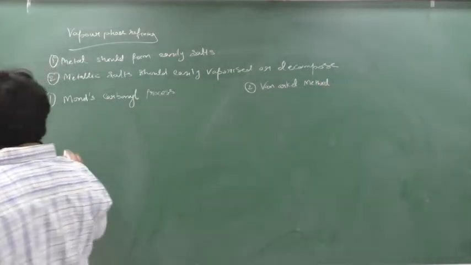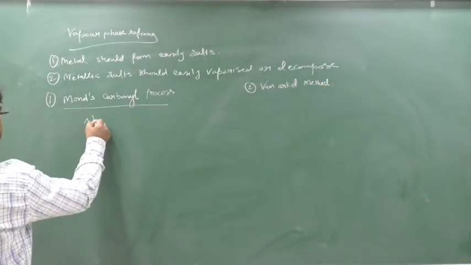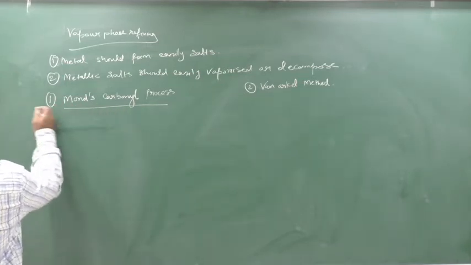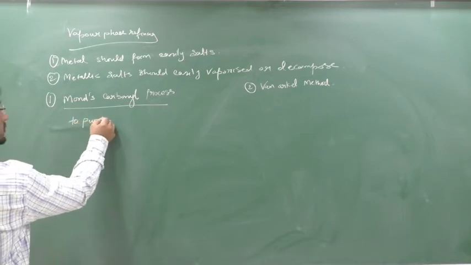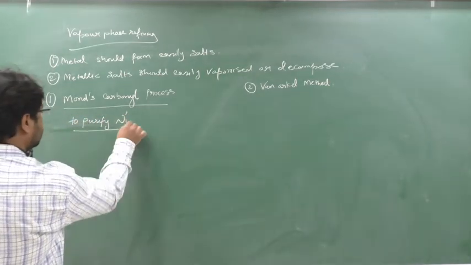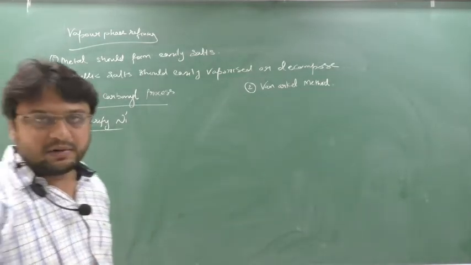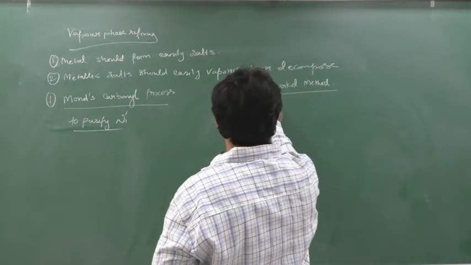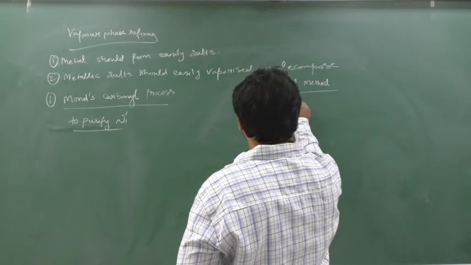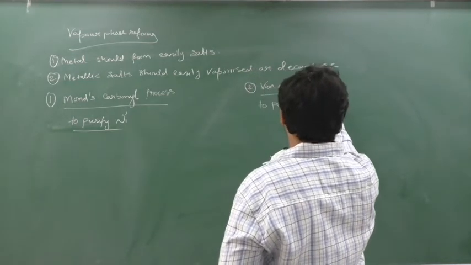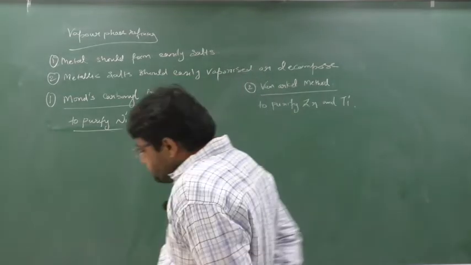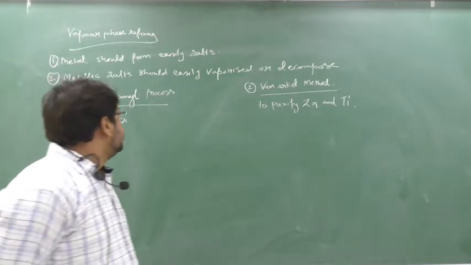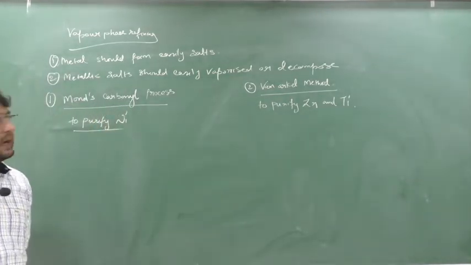Clear? This Mond carbonyl process is especially for nickel. Remember this, nickel metal, to purify nickel. Second is the Van Arkel method. This is used to purify zirconium and titanium. Clear? So in vapor phase refining we are using two methods. First is the Mond carbonyl process and second the Van Arkel method.